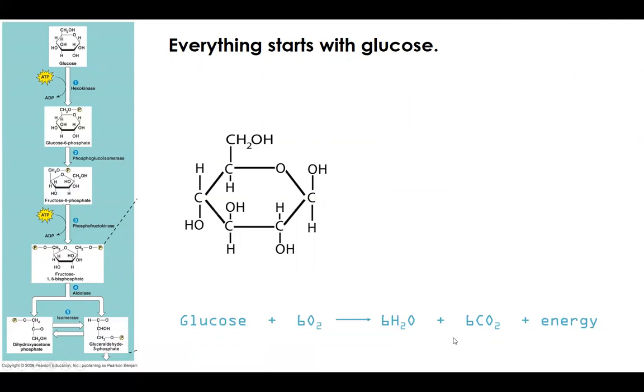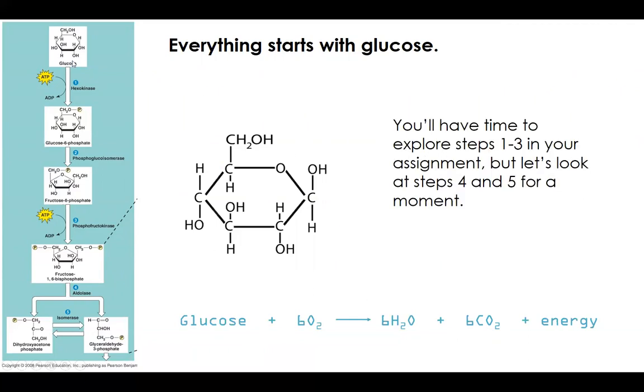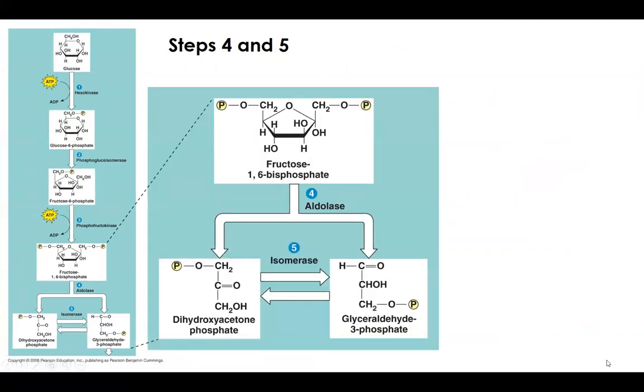Okay, so I'll give you guys some time to explore steps 1 through 3 in your pre-lecture assignment. Okay, you can see there's a lot of these characteristics I've talked about here, this phosphate transfer, some rearrangements. Okay, but I want to take a little time and specifically address what's going on in steps 4 and 5. If you want to complete the questions related to these earlier steps before you watch this part of the video, that's perfectly fine. I just felt like this part maybe needed a little bit more in-depth explanation. So let's go ahead and look at steps 4 and 5 for just a moment.